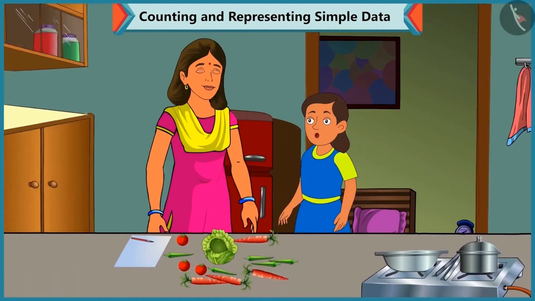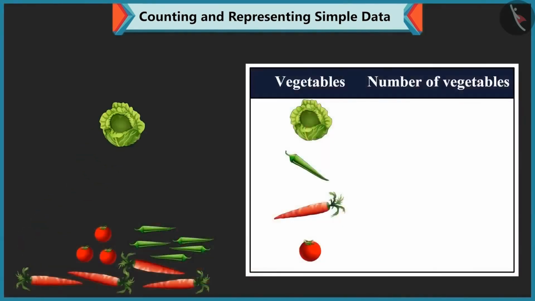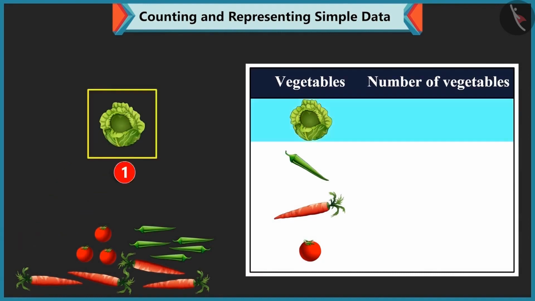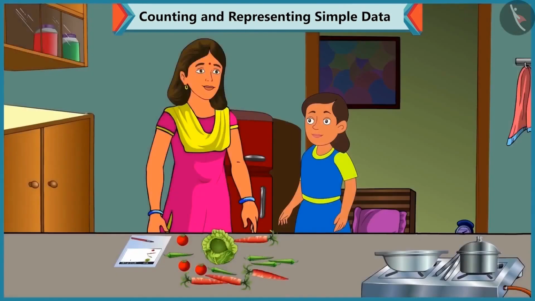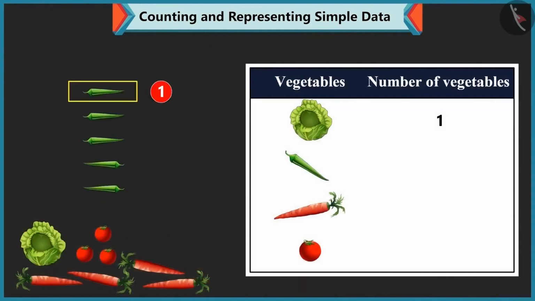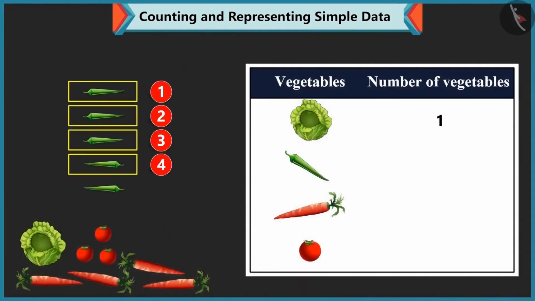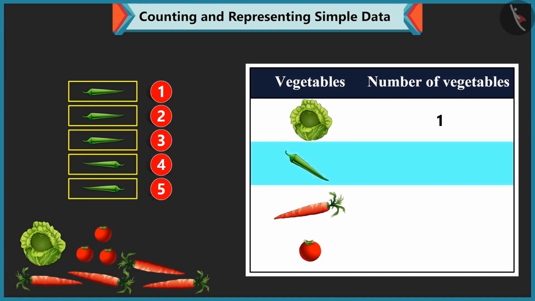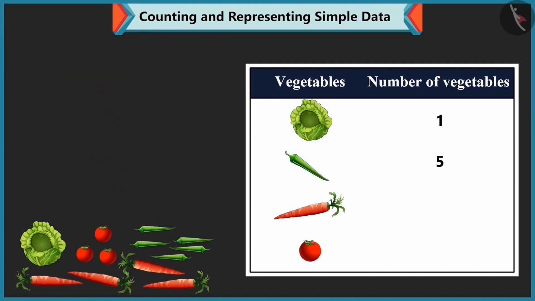Mummy, can I help you in grouping the vegetables? Yes, Bubbly. See, number of cabbages is 1 over here. So we write 1 in front of cabbage. In the same way, we have to count the remaining vegetables and write the number against it. Yes, Mummy, I understood. There is 1, 2, 3, 4 and 5 green chilies. So we write 5 against green chili.